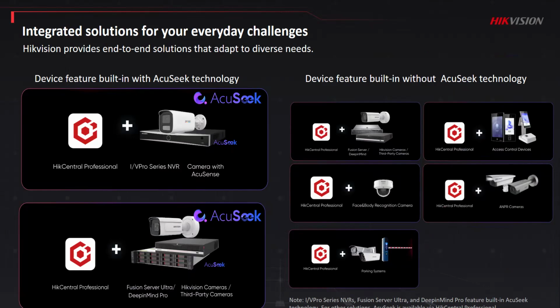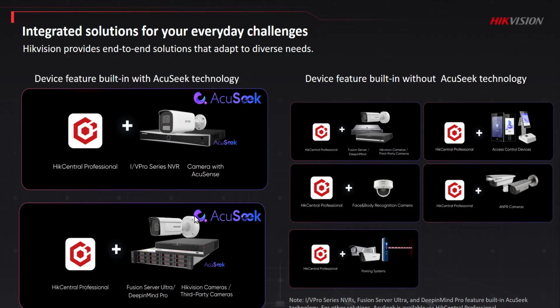For this to work, you would need an AccuSeek NVR, or we call it the IV Pro NVR series. If you have this IV Pro series NVR, you would need the AccuSense cameras for this function to work inside HikCentral. Now, if you have third-party cameras or older cameras that don't support AccuSense, you would need, of course, the Fusion Server Ultra or the DeepInMind Pro NVR. You can then do all 32 channels on this, and you don't need AccuSense cameras.